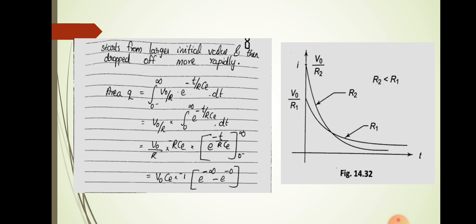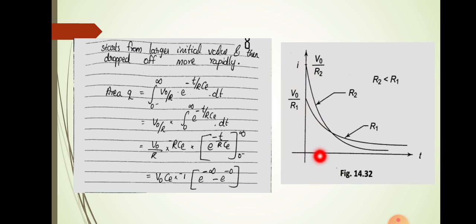So if you are continuously decreasing this R2 value, what will happen? You can see that this current will go higher and higher, and the decay will be sudden. So if we are continuously decreasing the value of resistance, then the current will increase and the decay will also be sudden.